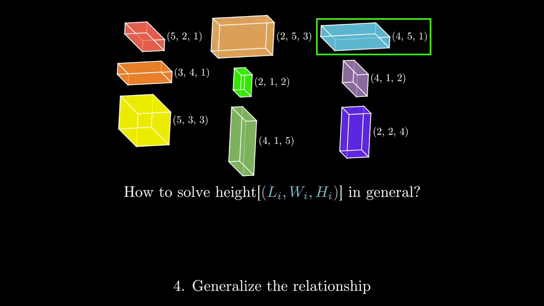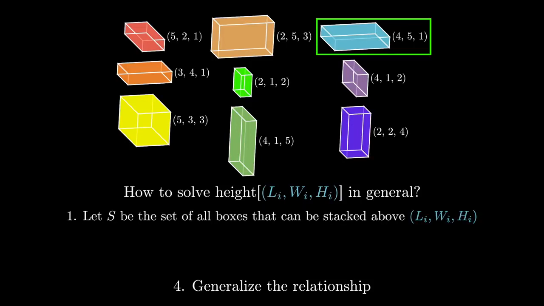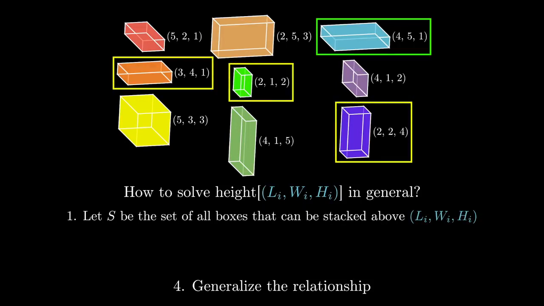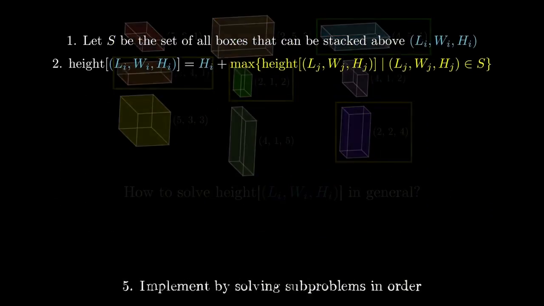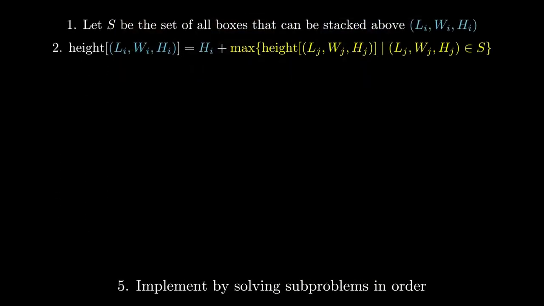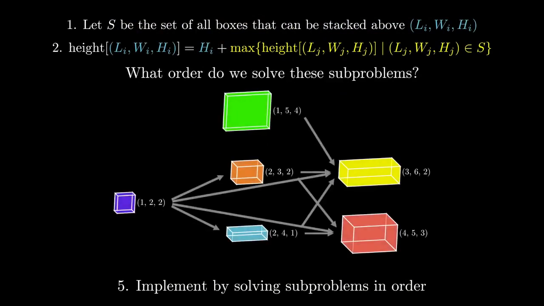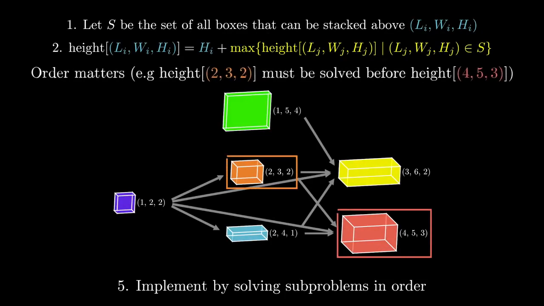There are 2 steps involved here. We first have to find the set of boxes that can actually be stacked above the blue box, and then the second step involves adding the height of the blue box to the tallest stack among all subproblems. We can use this relationship to now solve the subproblems one by one. The last piece of the puzzle involves the order to solve the subproblems. Order does matter. For example, if you want to solve the subproblem ending at the red box, we must first have the solution to the subproblem ending at the orange box.